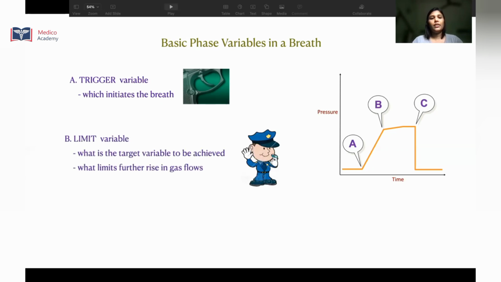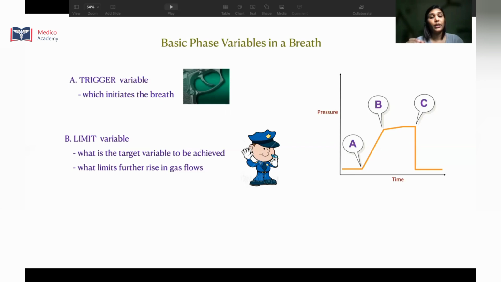Now B is called the limit variable. What is the target that is to be achieved? That is called the limit variable. For example, in pressure targeted breaths, it is the pressure which is targeted. When the airway pressure reaches a particular value, then there is no further rise in gas flows from the ventilator. That is called a limit variable. So what is the target to be achieved, or what limits further rise in gas flows? That is called the limit variable. If you have a pressure targeted mode, then pressure is the limit variable.